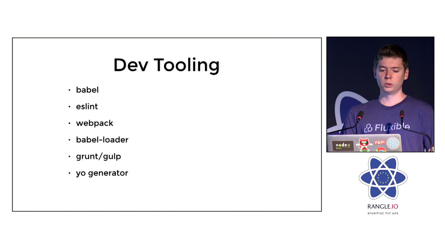For dev tooling, we use Babel, ESLint, Webpack, Babel Loader. You've seen all these before. We use Grunt and Gulp. It depends on the project. We have some legacy stuff that's still in Grunt. We also use Yo generators, and we have an open source Yo generator for Fluxible that will get you set up with all of these tools.